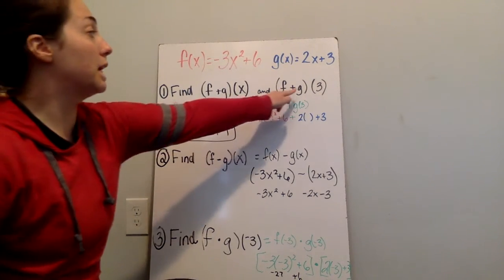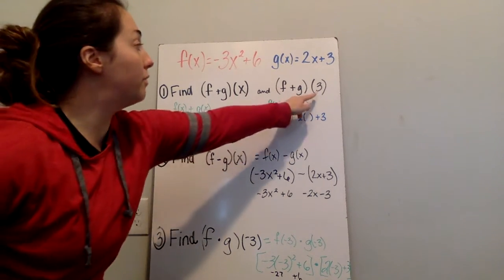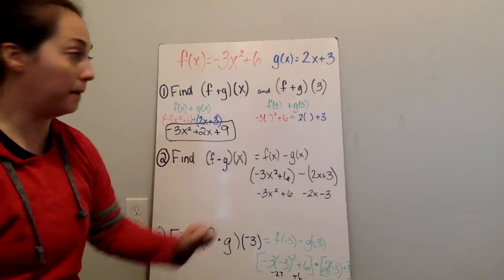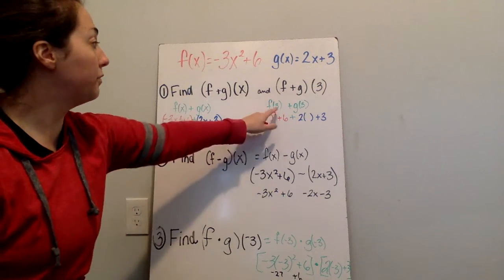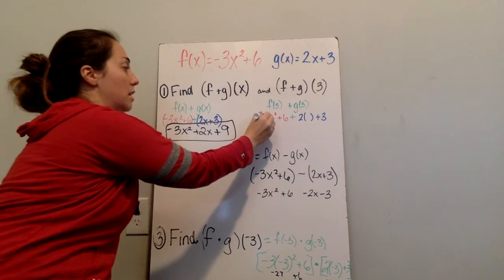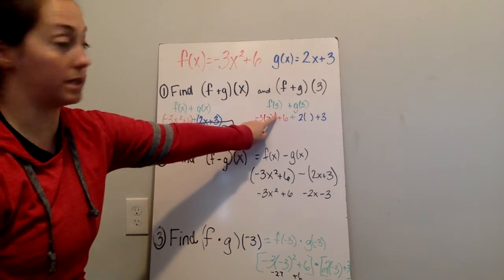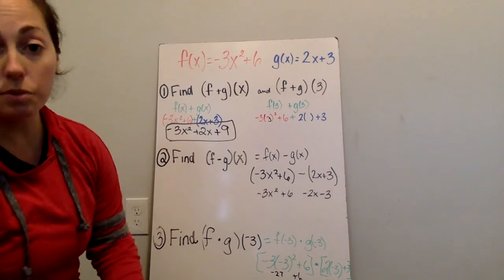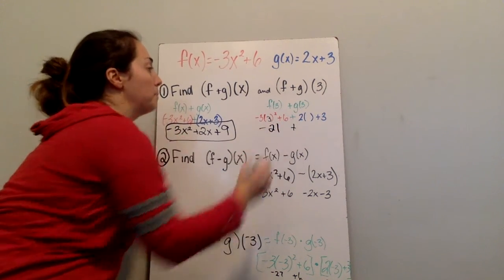Okay? Now sometimes it has the same symbol, right? f plus g, but it's not of x, it's of 3. So what I have to do here is plug in f of 3, and then plug in g of 3, and add them. So f of 3 means that instead of x in my equation, negative 3x squared plus 6, I'm plugging in a 3. And I do my math according to that. 3 squared is 9. 9 times negative 3 is negative 27. Negative 27 plus 6 is negative 21. And then plus g of 3.